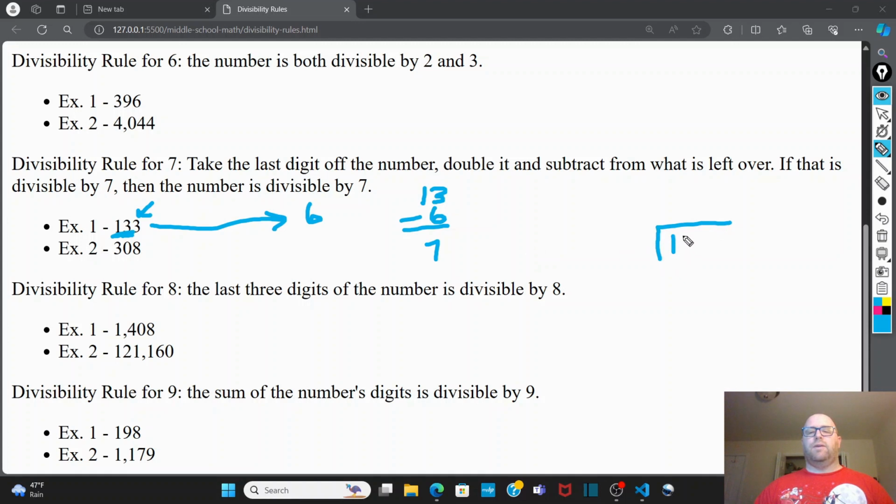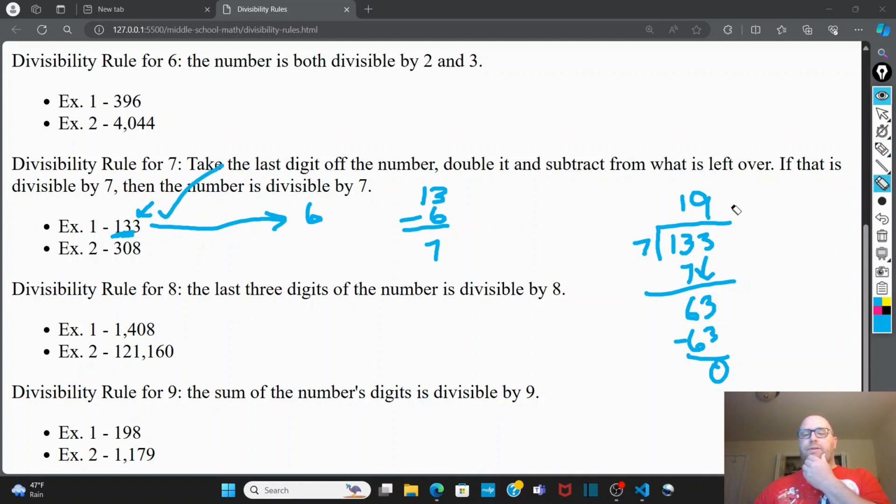Let's check. So we got 133 divided by 7. 7 goes into 13 once. 1 times 7 is 7. 13 minus 7 is 6. Bring down the 3. 7 goes into 63 9 times. 9 times 7 is 63. So our remainder is 0. So this first one checks.